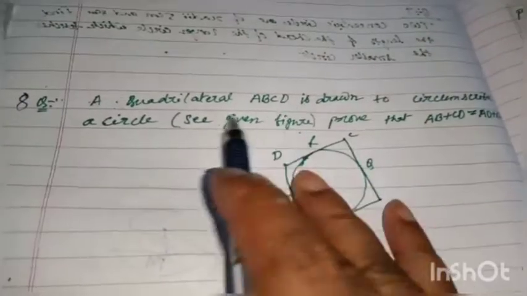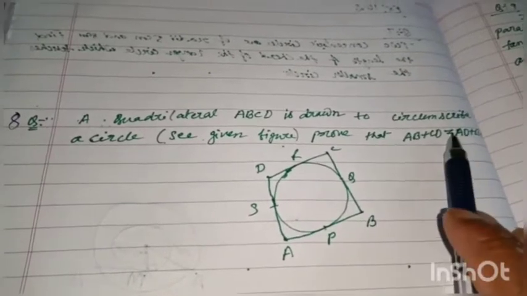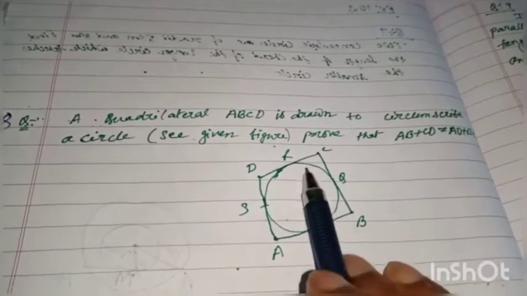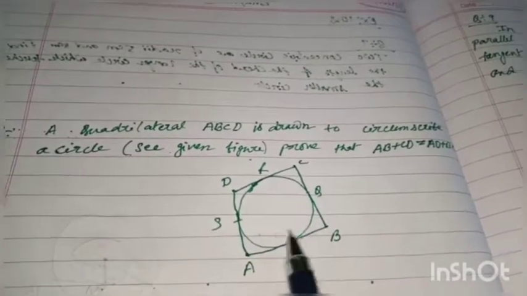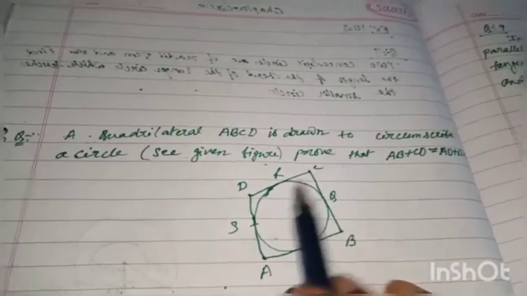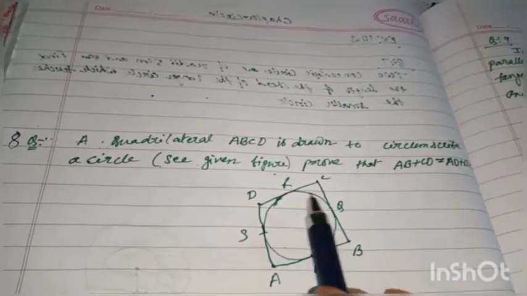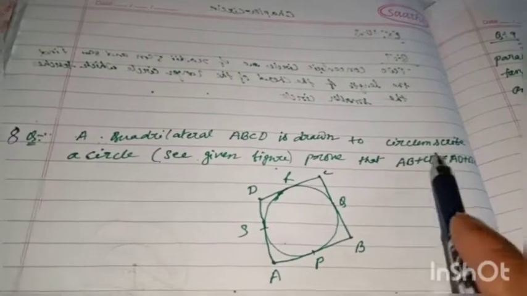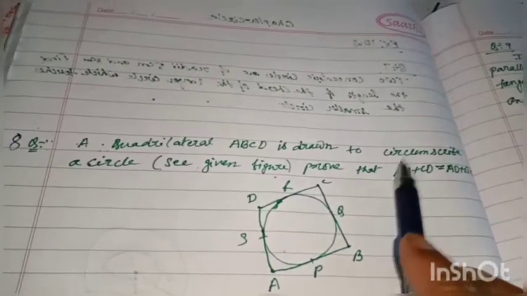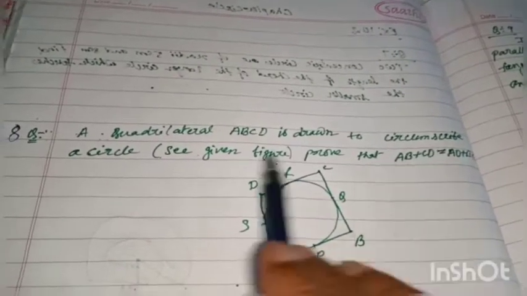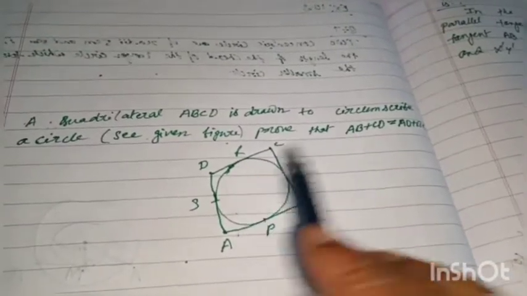Question number 8. A quadrilateral ABCD is drawn to circumscribe a circle. Circumscribe means the quadrilateral is drawn on the circumference of the circle; the total length of this boundary is the circumference. That's why the word circumscribe is used here. See the given figure. Prove that AB plus CD is equal to AD plus BC.